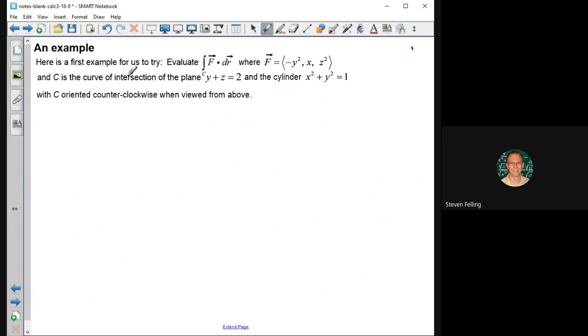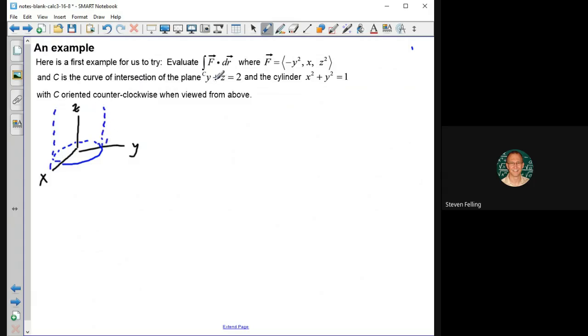And C is defined as the intersection of the plane y plus z equals 2 and the cylinder x squared plus y squared equals 1, where C is oriented counterclockwise when viewed from above. Okay, so we could make a sketch of this situation, x, y, z. Let's do the cylinder first. The cylinder has a radius of one in the xy plane, so we have something that looks like this, radius 1, cylinder.